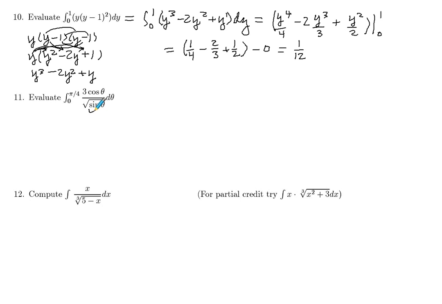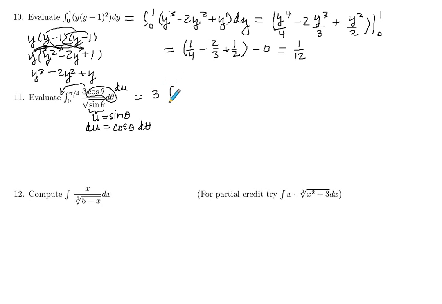So I look at this and I say, well, let's let this inside function, sine theta, be our u. And then the differential of u is going to be cosine theta d theta. So here's our u, and then up here on top, here's our du, right there. So the 3 we can factor out. 3 comes out in front.